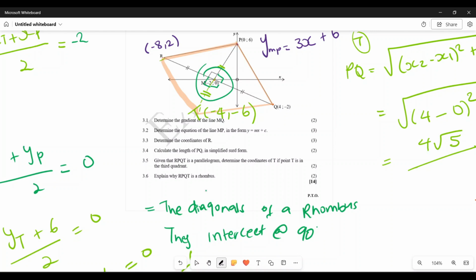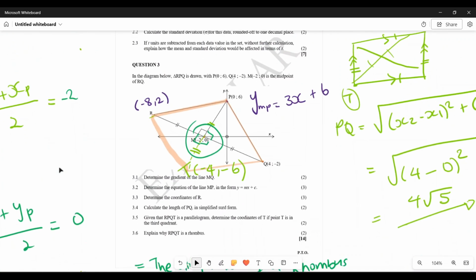And that will be all for this question. In the next question, we're going to be continuing with question 4, which is still an analytical geometry exam question. So make sure you stay tuned.